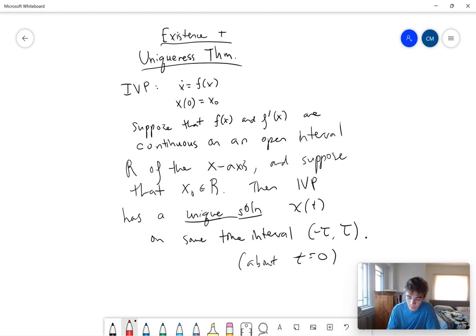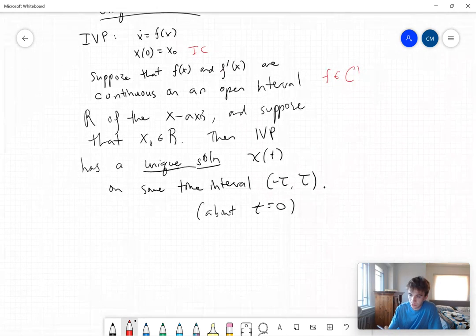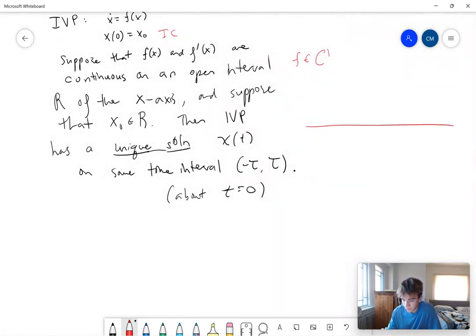Let's just go over this theorem real quick. We have an initial value problem, x dot is equal to f of x, and then we pose this initial condition here. x of 0 is x naught. And so if we know that f of x and its derivative f prime are continuous on an open interval, and this means f is within C1, just a notation for that, on an open interval R of the x-axis, and suppose that x naught is in that interval. So we have here's our x-axis. We have some interval R, could be anywhere along the x-axis, and our initial condition is inside this interval.